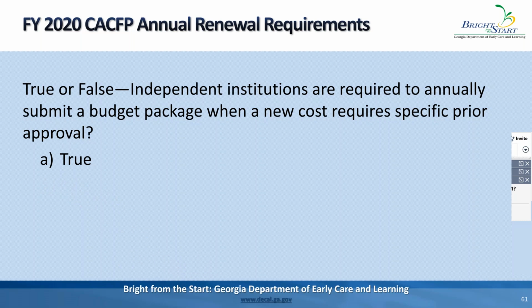Please keep in mind, independent institutions are only required to submit an annual budget packet if a new cost is being allocated to CACFP that requires specific prior written approval, or if the budget changes or the budget is not determined on an annual or yearly basis. For example, if at any point an organization applied for the CACFP program in the middle of the fiscal year, or if an organization revised their budget in the middle of the fiscal year, then the budget would need to be updated to detail revenue and expenses on an annual or yearly basis. So just make sure it's done on a 12-month basis, on whatever your annual or yearly basis is. However, all sponsoring organizations must submit a budget packet every year.